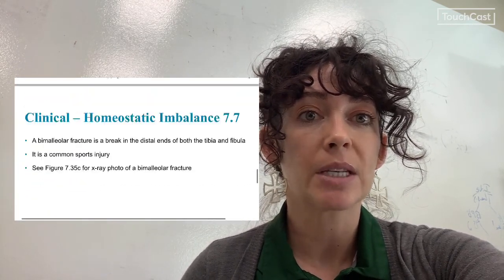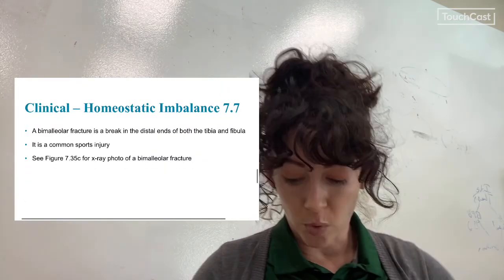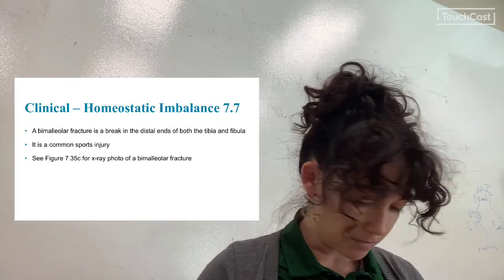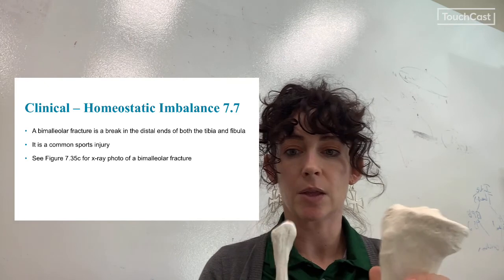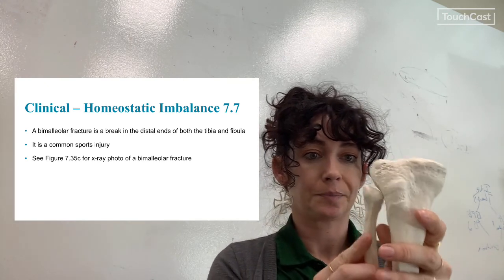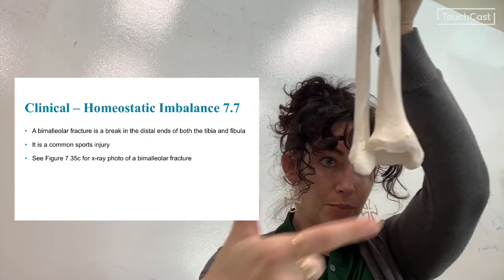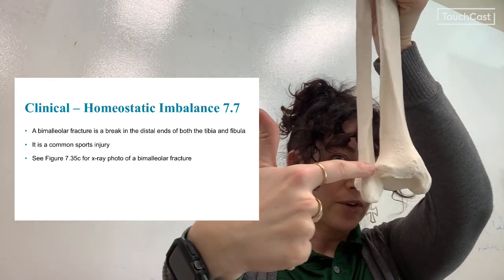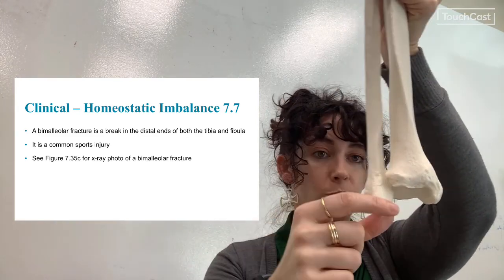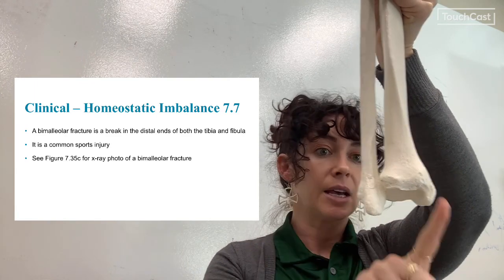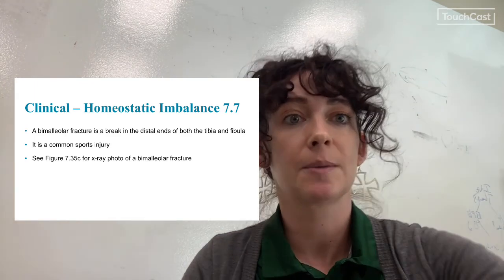So that's basically when, let me articulate my tibia and fibula together, it's when you break both of these malleoli. So the fracture comes straight across, so you're breaking off the lateral malleolus as well as the medial malleolus.